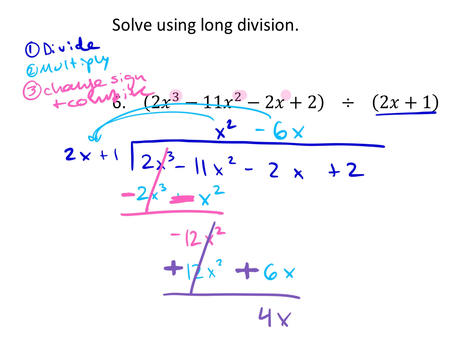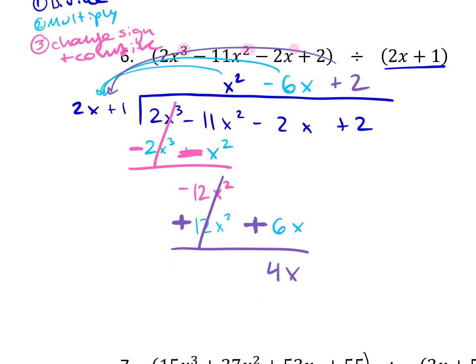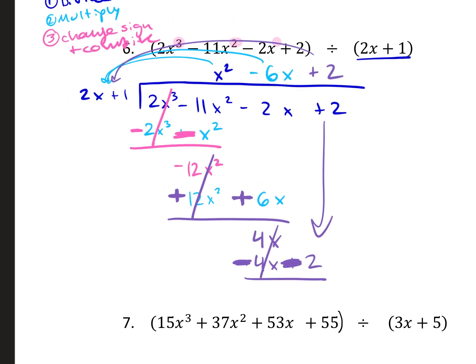Back from the top, we divide. 4x divided by 2x. 4x divided by 2x is just 2. Perfect. You can always tell what variable is going to come next if you keep your like terms in line. I already have an x term, so the next one's going to be constant. Then we multiply. 2 times 2x is 4x plus 2. Change the signs and combine. 4x's cancel. What is 2 minus 2? They cancel also, 0. So our remainder is 0.